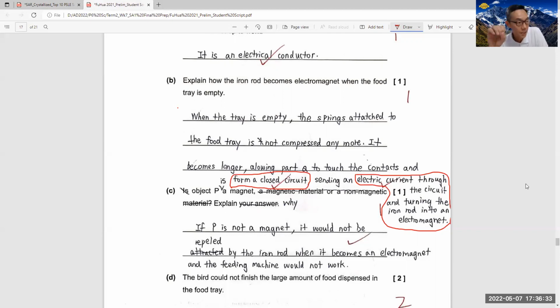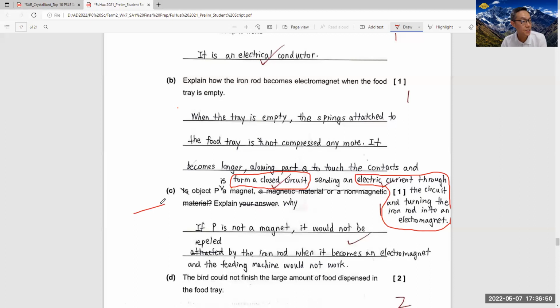So basically, you mention that when the tray is empty, the spring springs up, allowing part Q to form a closed circuit, allowing electricity to flow through the iron rod, turning it into an electromagnet.